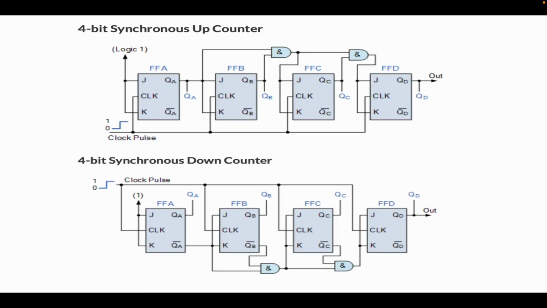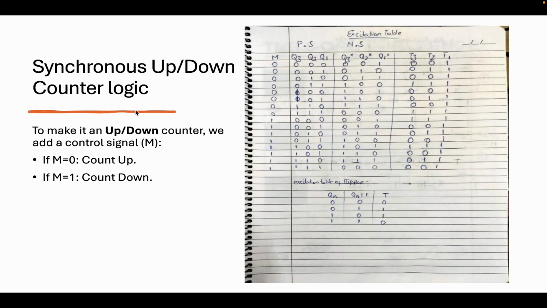Let us see why we have complex wiring. So this is your 4-bit synchronous up counter, and this is your 4-bit synchronous down counter. Not much of a difference, but I'll try to explain both. What we will try to do is use the same circuitry to do both using a single circuit. Rather than doing a separate up counter and a separate down counter, we'll do an up-down counter.